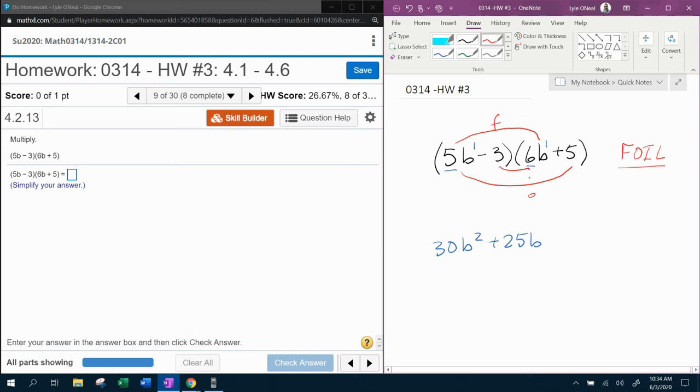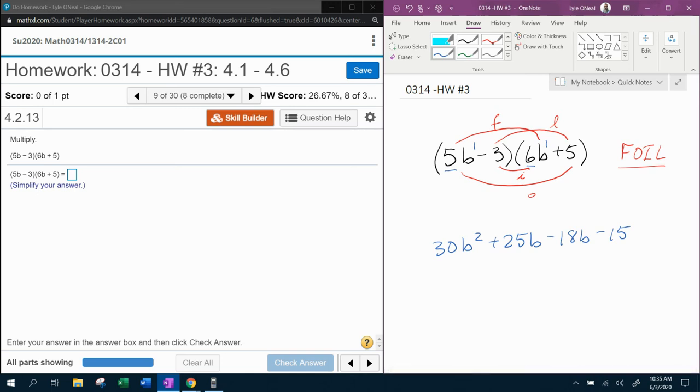Next, we're going to do the inside. Right here on the inside, that's going to be negative 3 times 6, which is negative 18 b, and this 3 doesn't have a b, so the b is going to come along for the ride from the 6b. And then finally, last but not least, we have the constants. These are the last ones we're going to do. That's negative 3 times 5, which makes a negative 15.